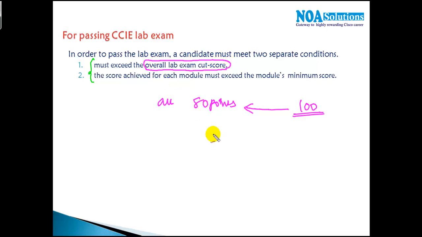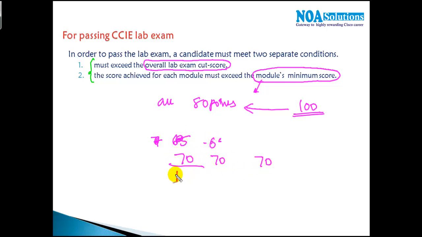Then you also have a minimum score in each and every module. The score achieved in each module should exceed the minimum score. Roughly, let's assume there are 70 points as the minimum in each module. You have your troubleshooting section, your diagnostic section, and your configuration section. So the minimum score is 70 points, and the overall score should be more than 80 points.